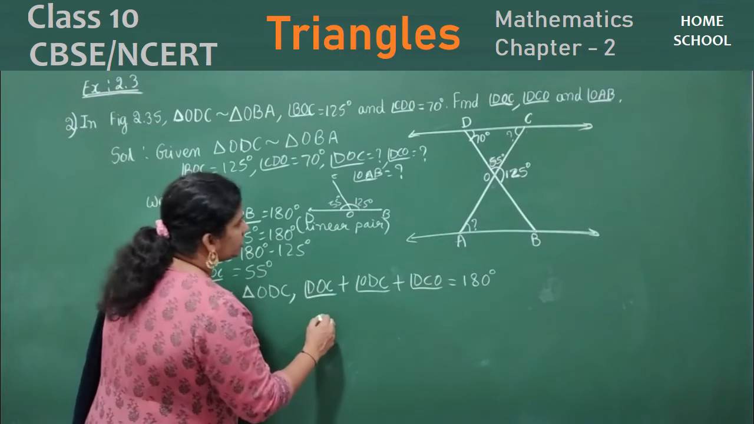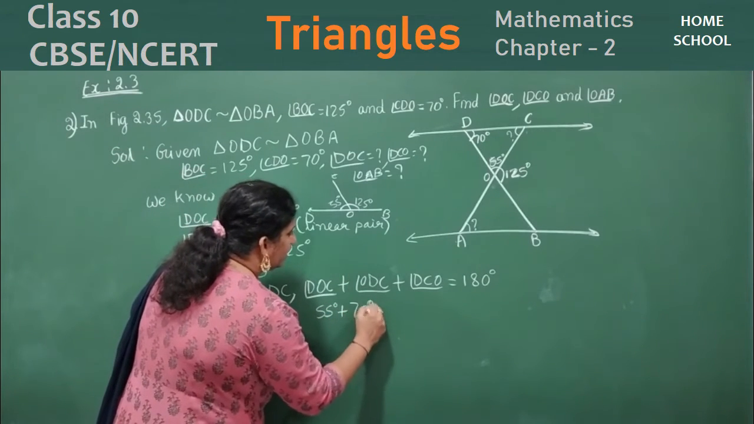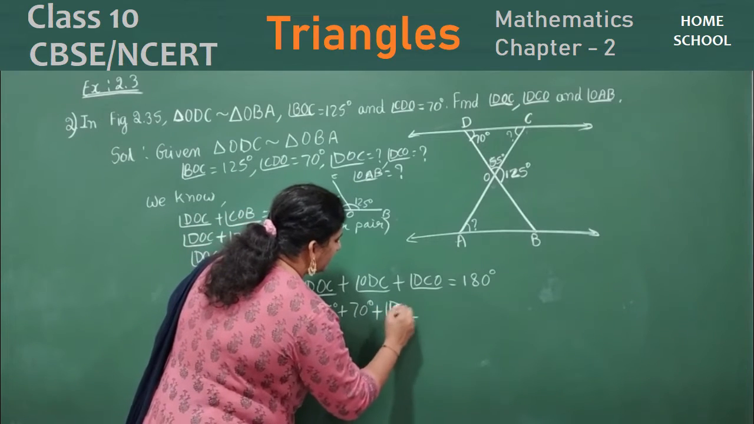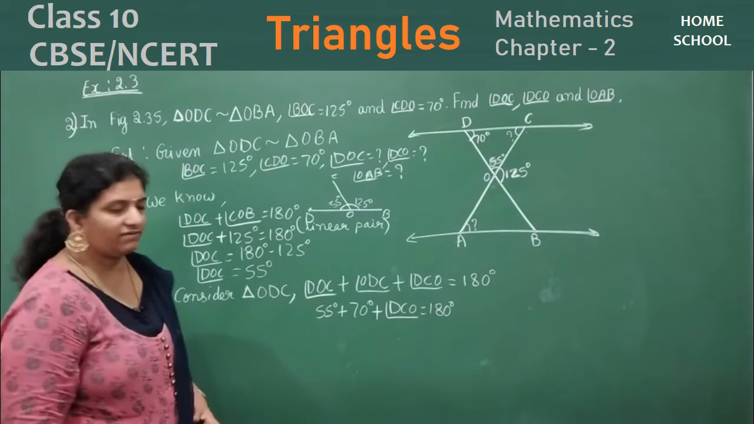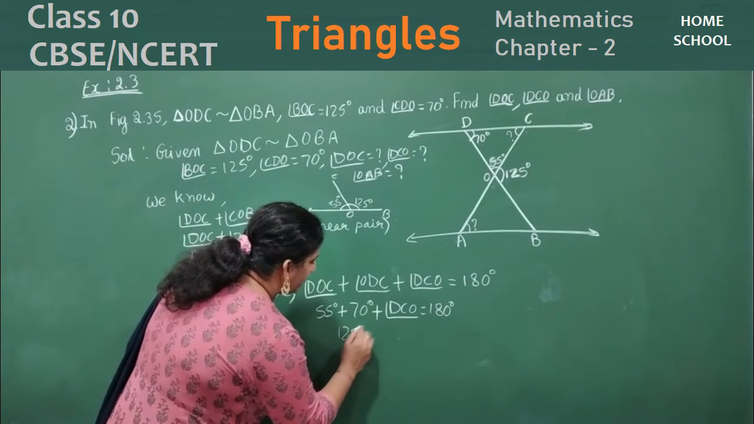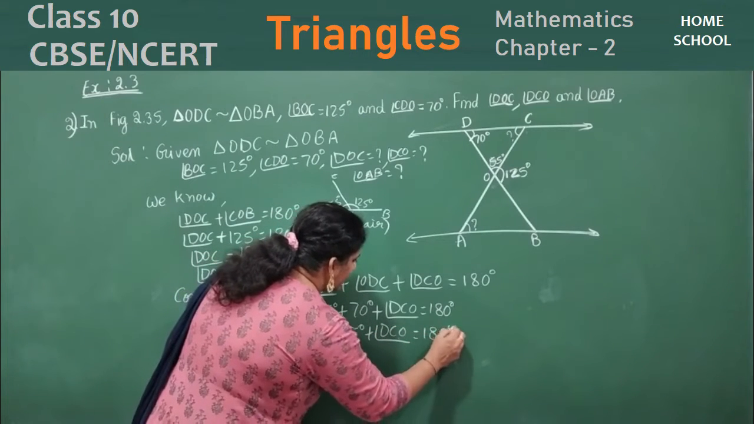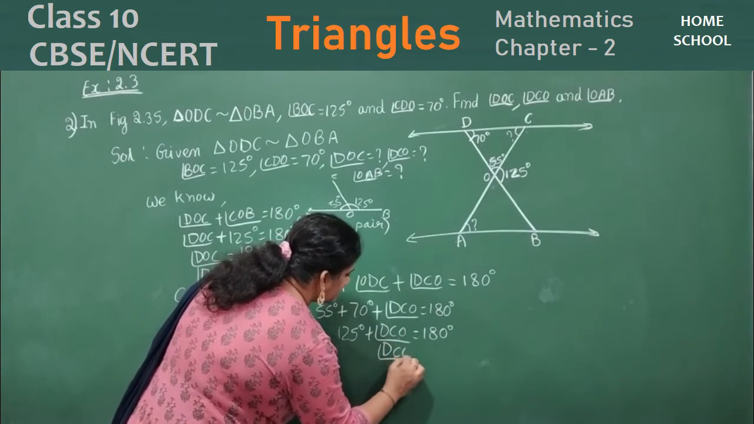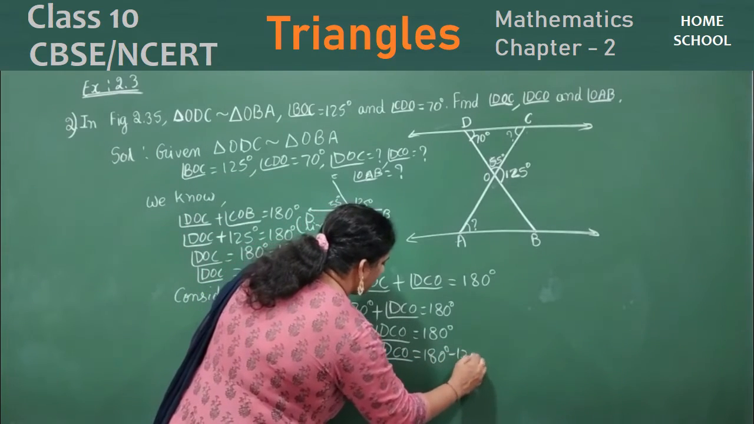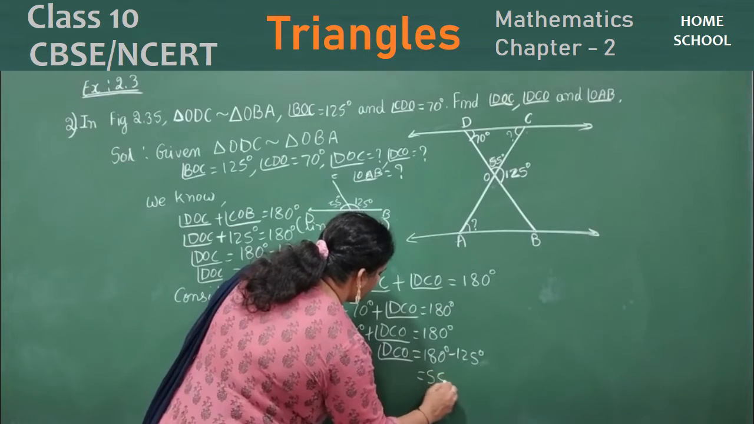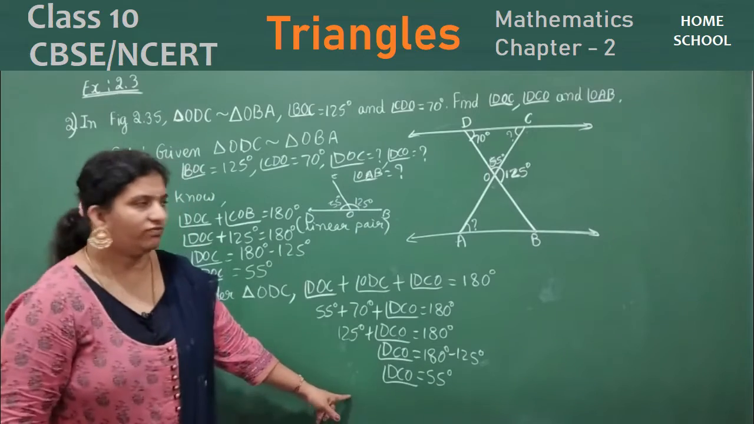So DOC is how much here, children? 55 degrees. ODC is 70 degrees. DCO we don't know. Angle DCO plus these is equal to 180 degrees. So now 55 plus 70 will be how much here? 125 degrees plus angle DCO is equal to 180 degrees. That means angle DCO is equal to, sending 125 to the other side, 180 degrees minus 125 degrees. That will be 55 degrees. Therefore, angle DCO is equal to 55 degrees.